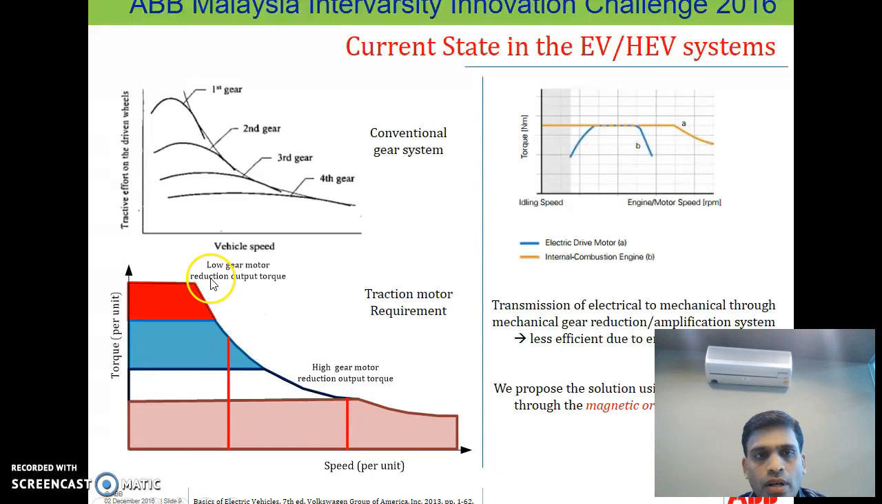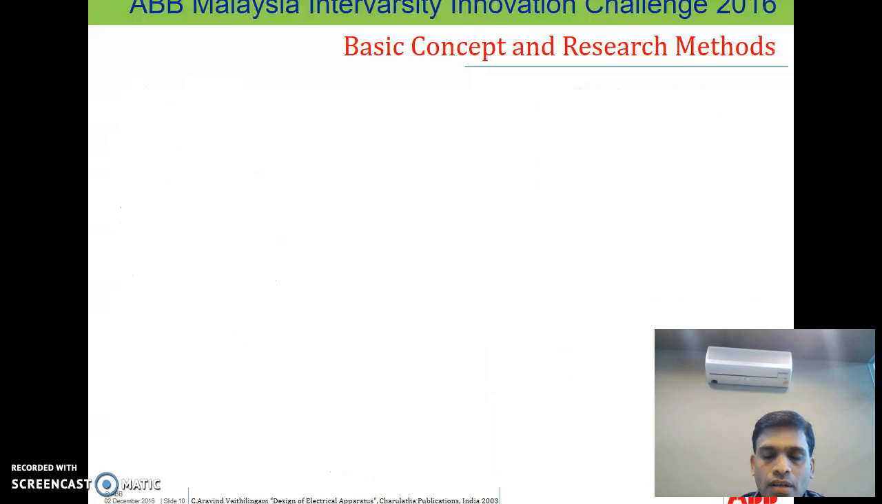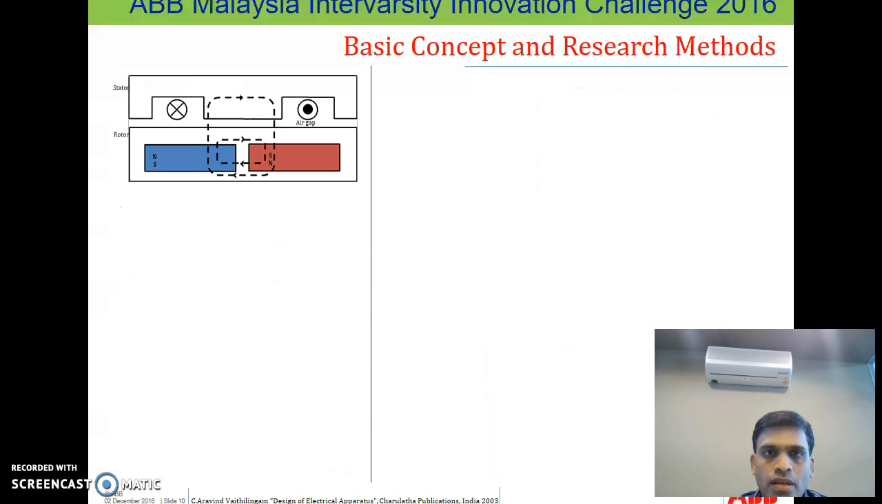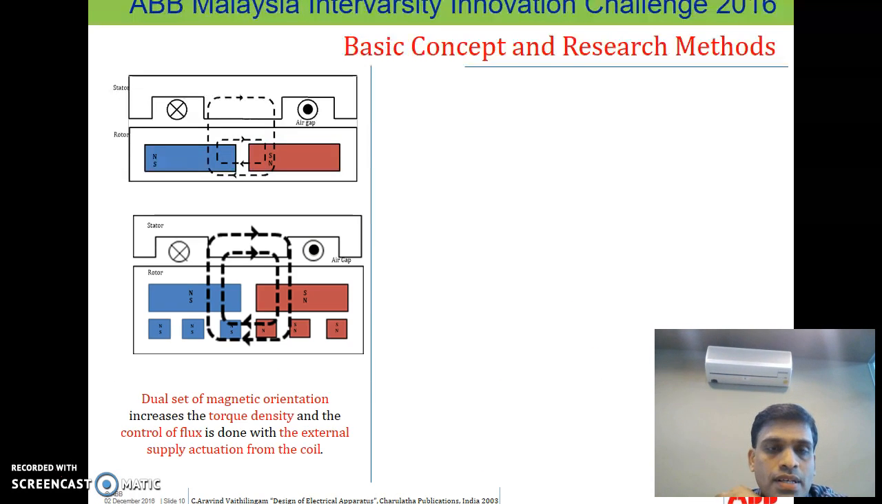Okay, so in order to have the variation of the gears, high gear and low gear, we propose here a magnetic gear brushless DC motor. This can be done using the control of the power electronic system. Okay, then you leave this one to Wei. Wei will start explaining the concept of this one.